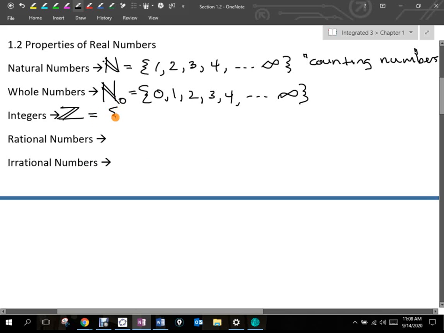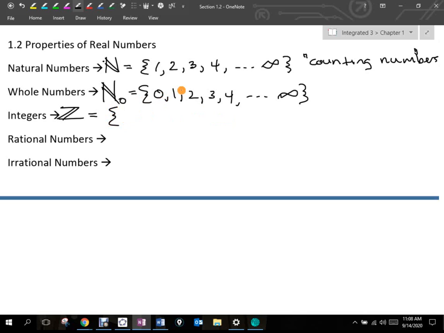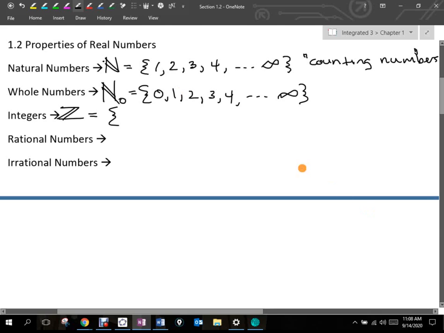Now, what types of numbers? So I've got 0, 1, 2, 3, 4, 5, 6, 7, 8, all the way to infinity. What kind of numbers are we missing up there? You included 0 previously. What are some other numbers that we're missing? Okay, so negative numbers are the ones we're missing first. You're right about the fraction stuff, but we'll get to that. But your integers are your whole numbers and their opposites.